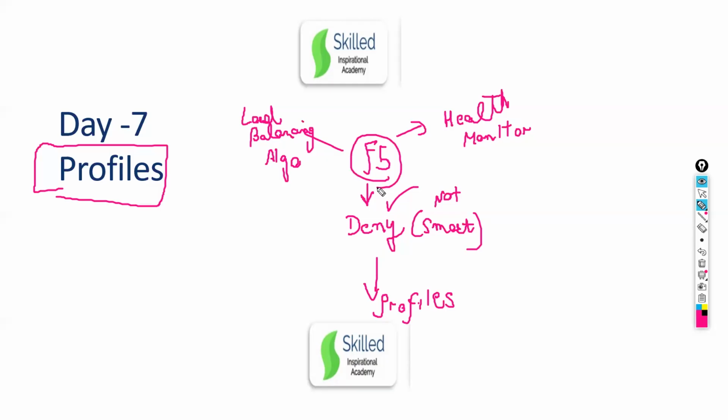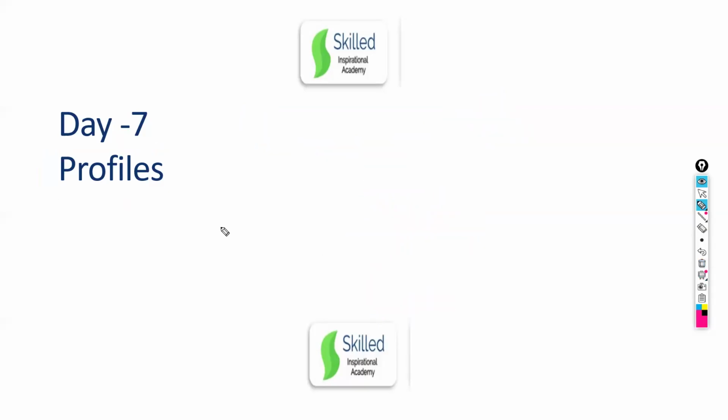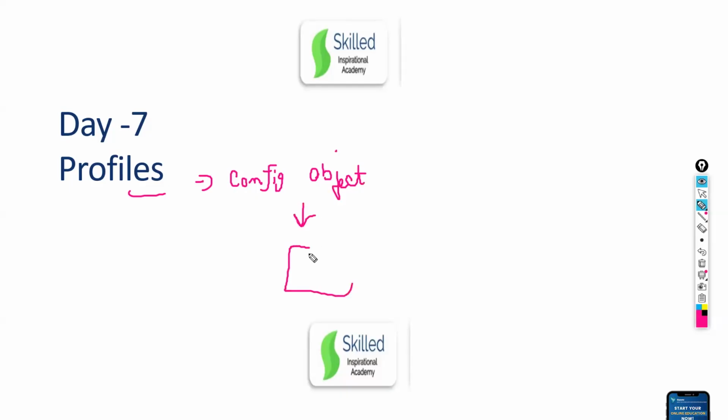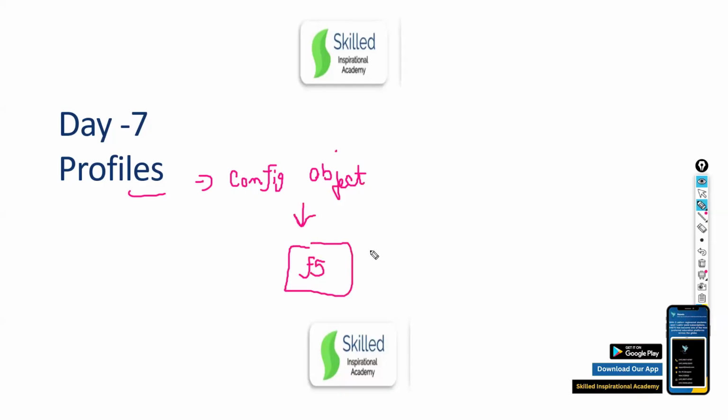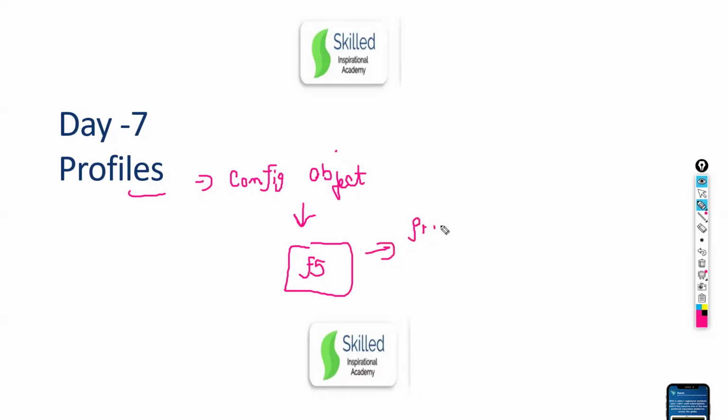So these are the pillars which will help F5 to become smart. It will help F5 to take decisions. That is what you need to understand, because without it, you cannot control how the F5 will process different types of traffic. So the profile section is a configuration object. You can say it is a simple object in F5 which will tell F5 how to process different types of traffic.